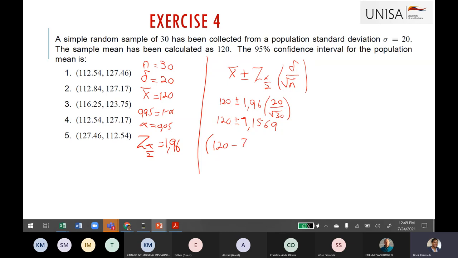120 minus 7.1569, and we do the upper side, 120 plus 7.1569, and the option will be option 2.